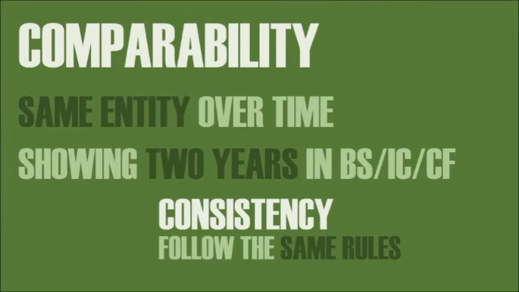This can be seen when you compare the same entity over time. This can be seen when they are showing 2 years in the balance sheet, income statement, or cash flow. It can also be seen when you're comparing entities across the same industry, such as one retailer to another.